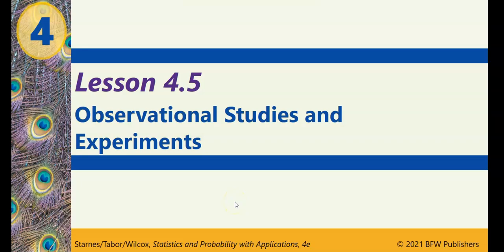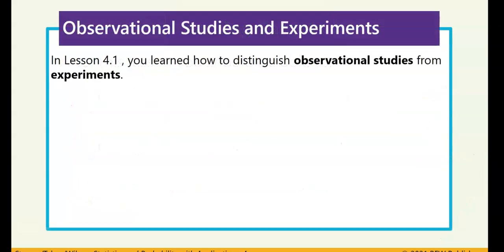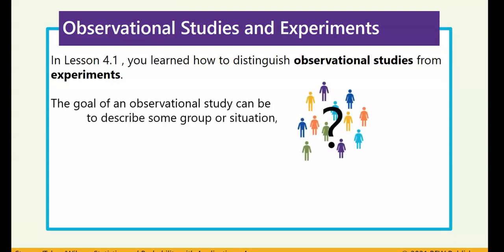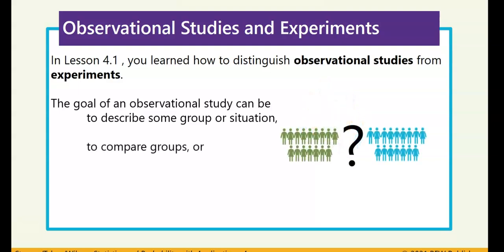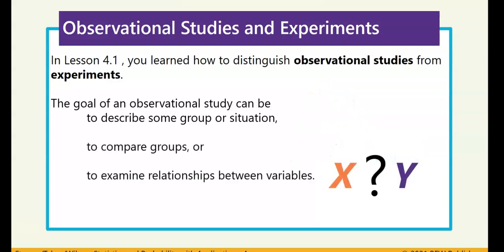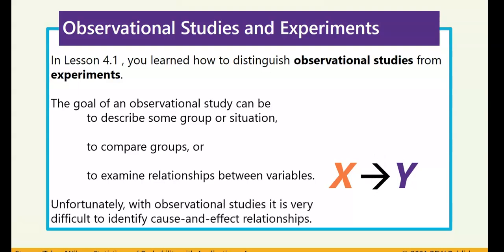Okay, so this lesson is on observational studies versus experiments. Just to review, this is a review of this chapter. We talked about the differences between observational studies and experiments. The goal of observational studies is to describe some larger group, or to compare groups, or to examine the relationship between two variables.